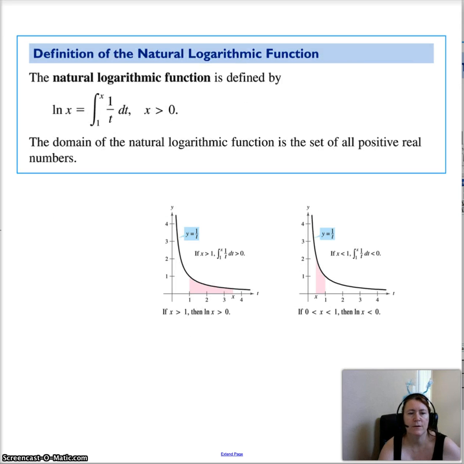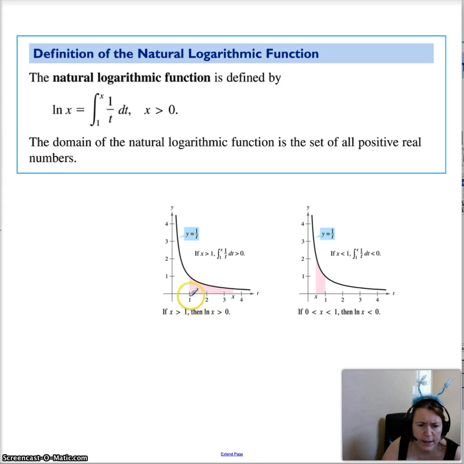Now it turns out that the natural logarithmic function, ln of x, is defined to be the integral from 1 to x of 1 over t dt. And of course, x has to be positive. The domain of the natural log function is the set of all positive real numbers. Now let's look at this right here.